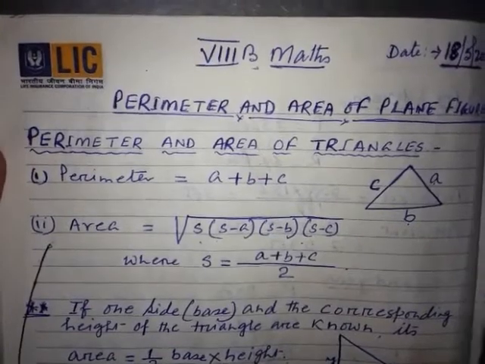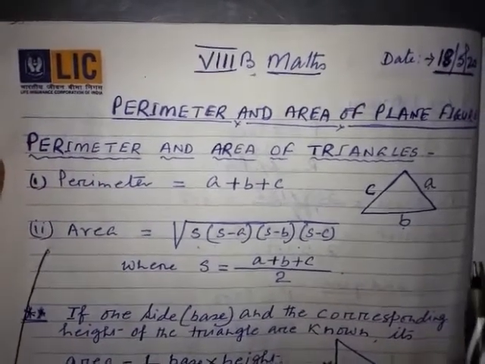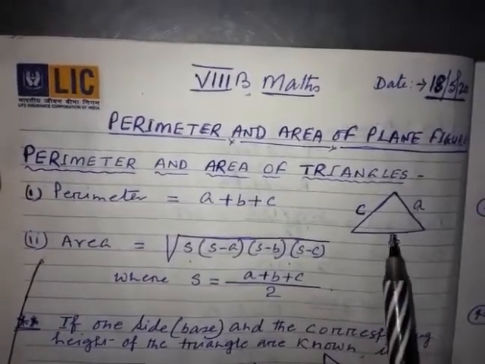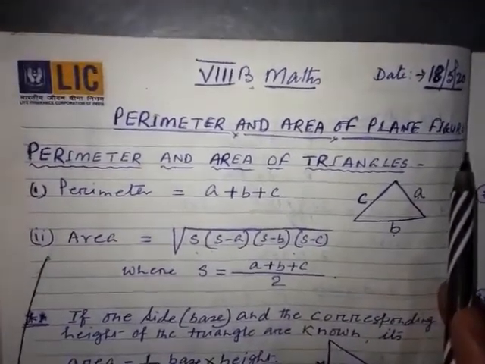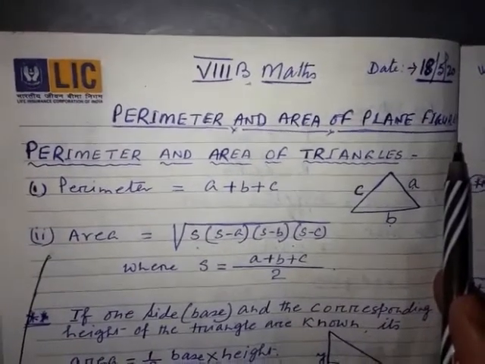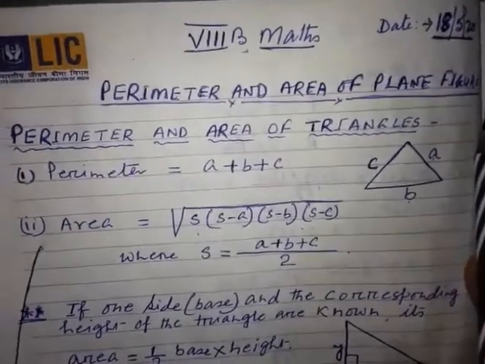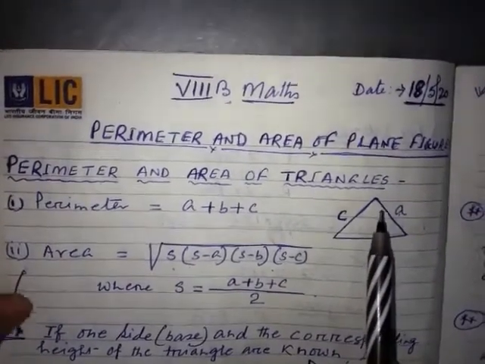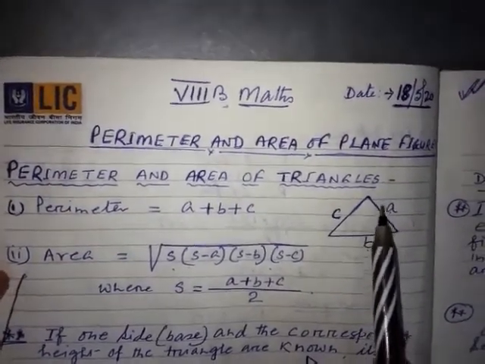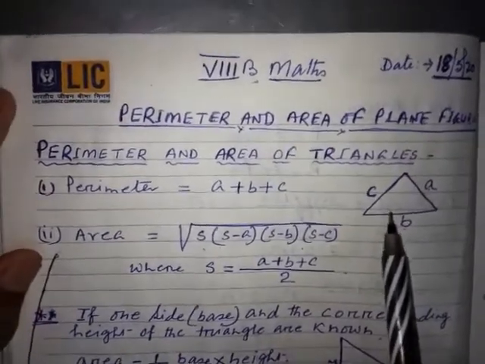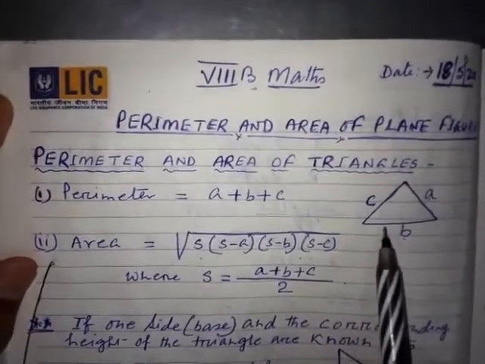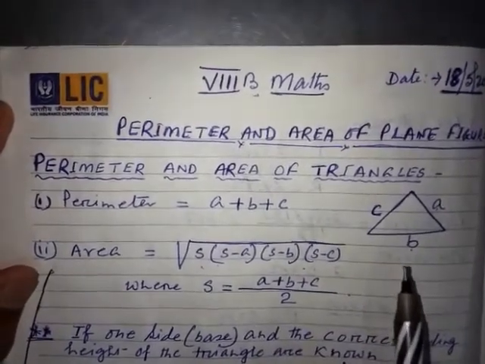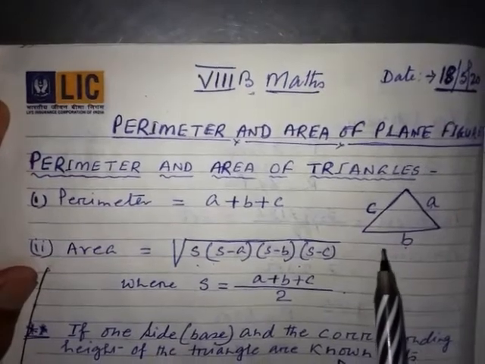Today I am going to start a new chapter. The name of the chapter is Perimeter and Area of a Plane Figure. Before starting this chapter, I would like to tell you that this is the last chapter I am going to teach you. After completing this chapter, I will do the revision of the chapters that have already been taught to you. So I'll start the revision after completing this chapter.